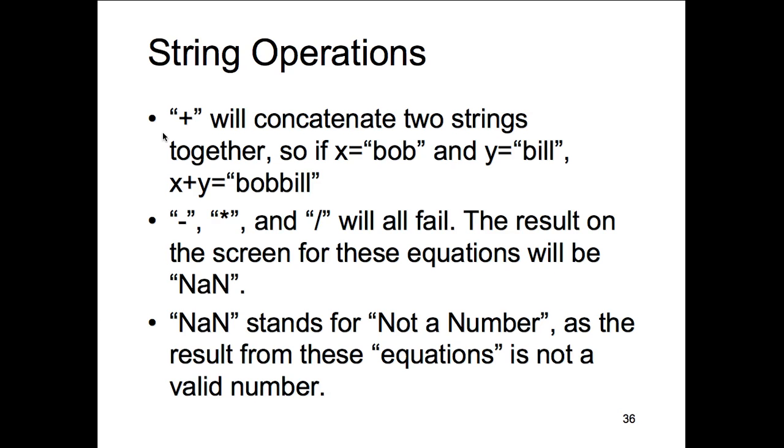So the plus will concatenate two strings together here. If x is equal to Bob and y is equal to Bill, x plus y is going to be Bob Bill. The minus, the times, the divide will fail, so the result of the string will be not a number. Plus is for concatenation. Minus isn't going to do anything for you. Neither will anything else.